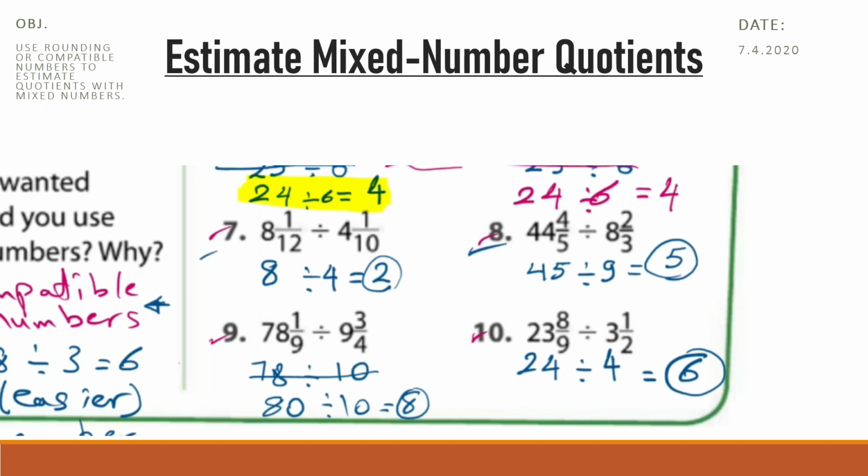Okay? So in number 7, 8, and 10, we used rounding. Only in number 9, we used compatible numbers. Okay? So we use compatible numbers when it's not easy to do the division mentally.